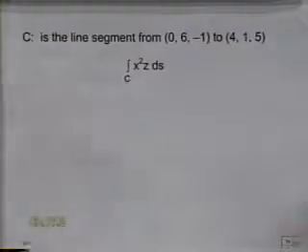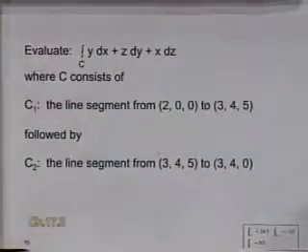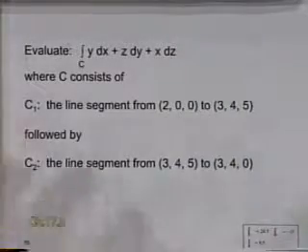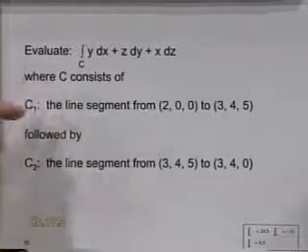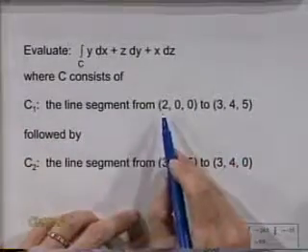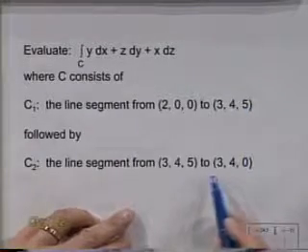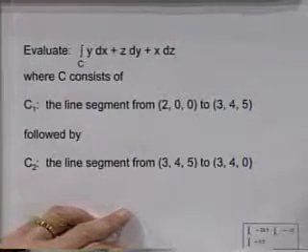Okay. Let's look at this one. Oh, we just did this one, thank goodness. In this one, I have a curve that consists of two line segments. My first, C1, goes from 2, 0, 0 to 3, 4, 5. And then I go from 3, 4, 5 to 3, 4, 0.